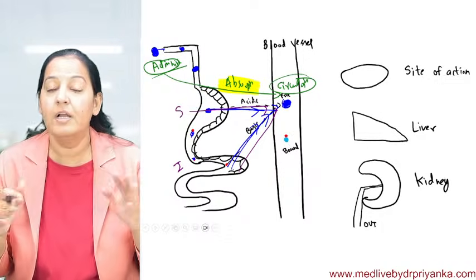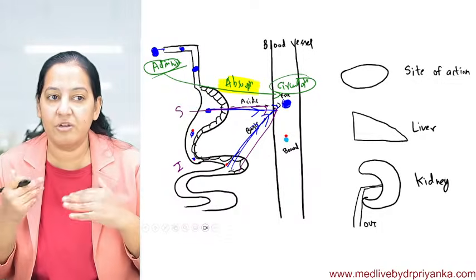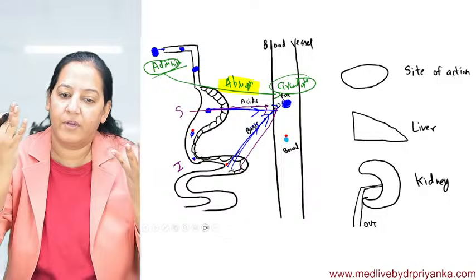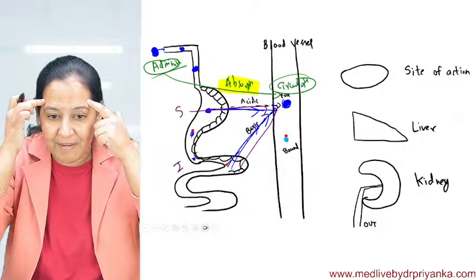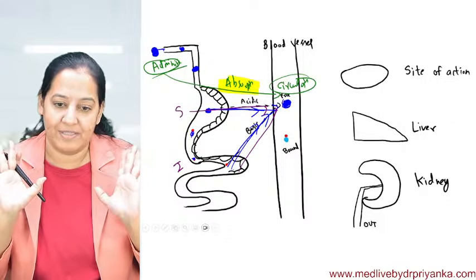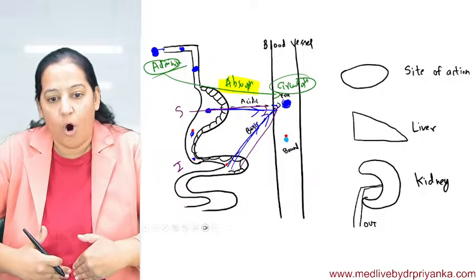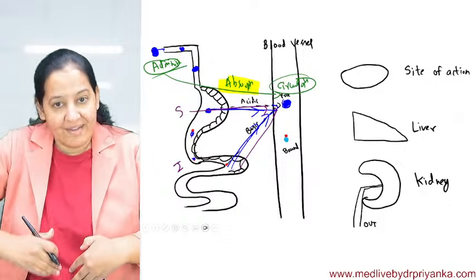So absorption is done. Now from the blood, where will it go? Various drugs have receptors in the body. If I'm taking a drug for migraine, it is supposed to go to the cranial blood vessels and act on the receptors. Suppose I'm taking a drug for diarrhea or constipation, it is supposed to go to the intestinal receptors.